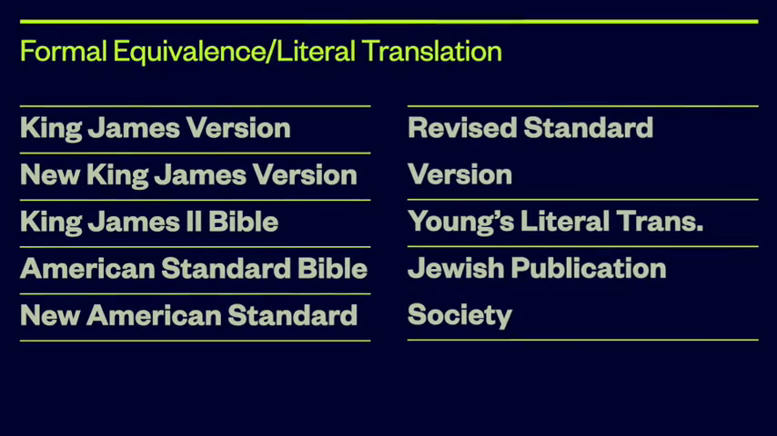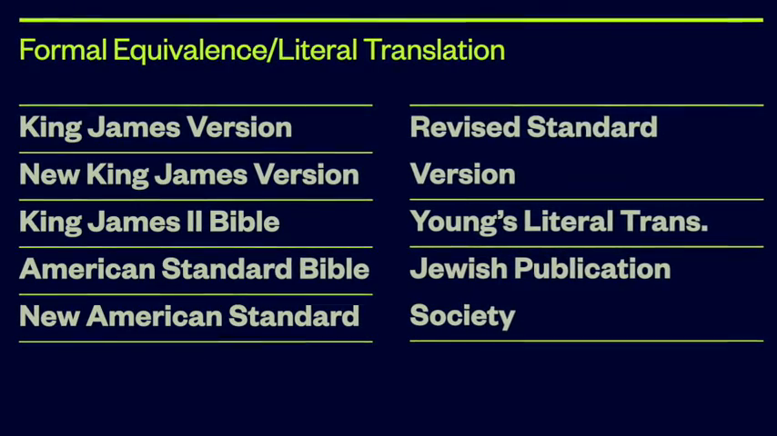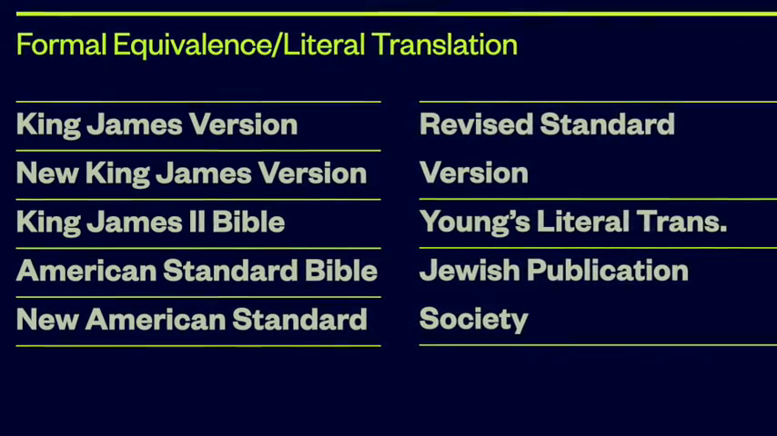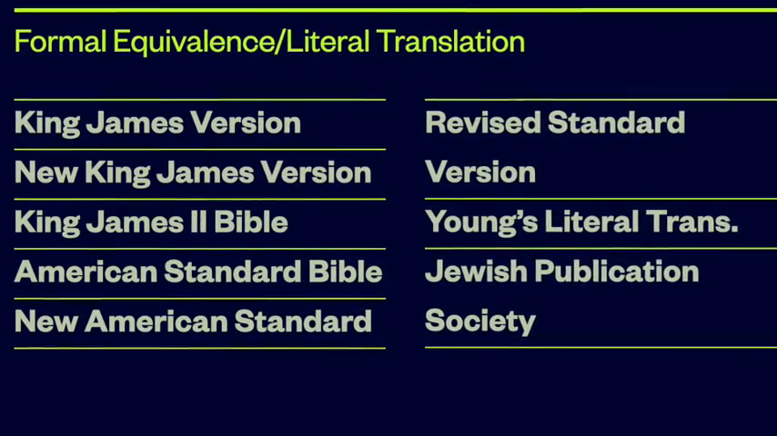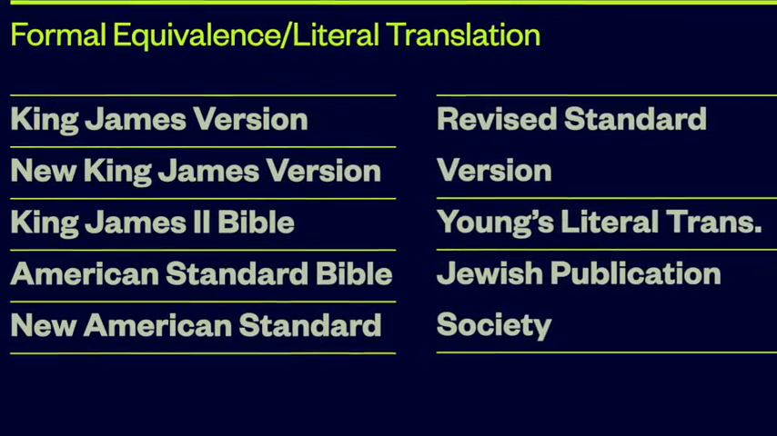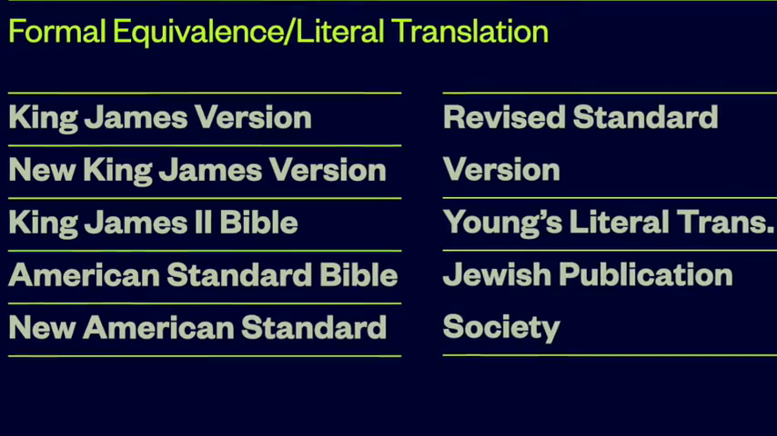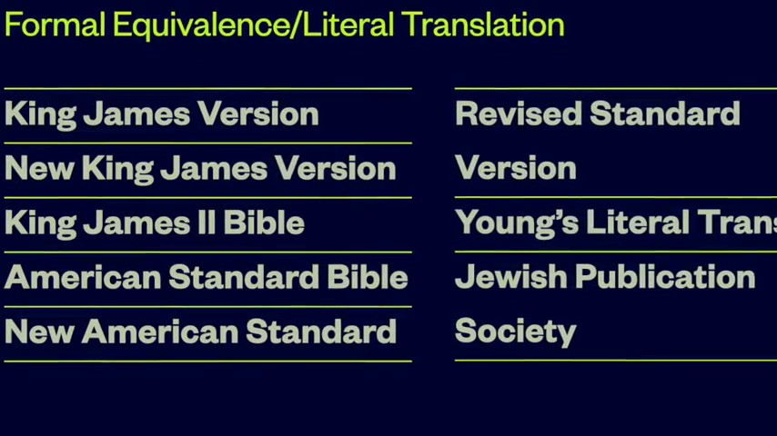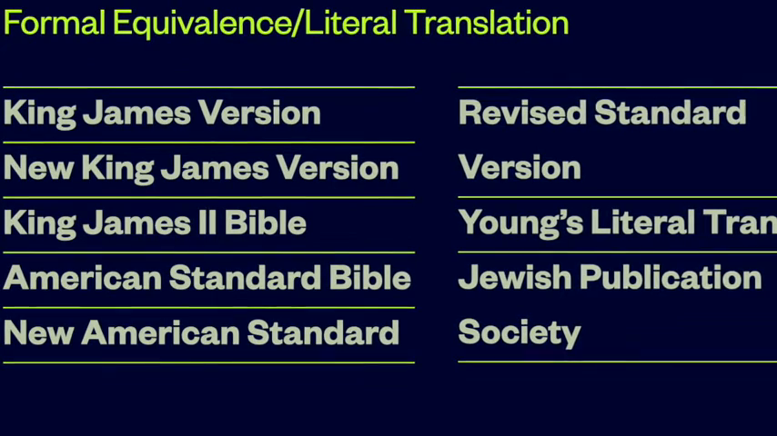This is called formal equivalence. It is a literal translation. Some popular literal translations are the King James Version, New King James II Bible, American Standard Version, New American Standard Bible, Revised Standard Version, Young's Literal Translation, and the Jewish Publication Society.